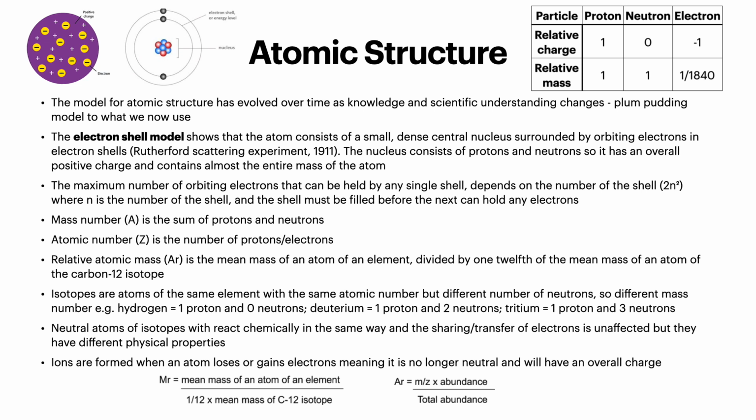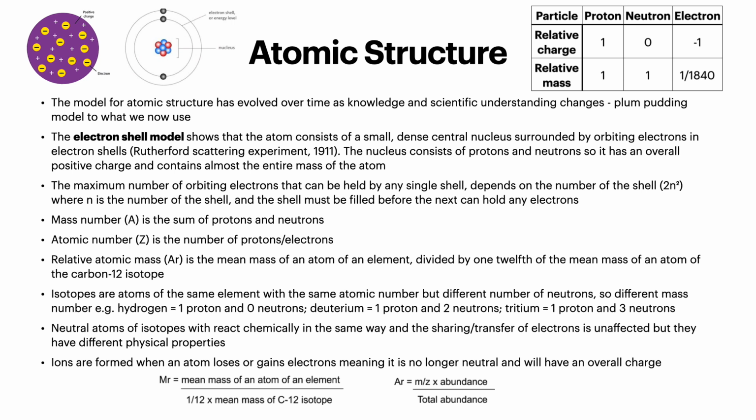Isotopes are atoms of the same element with the same atomic number but different numbers of neutrons, so different mass numbers. For example, hydrogen has 1 proton and 0 neutrons, deuterium has 1 proton and 2 neutrons, and tritium has 1 proton and 3 neutrons. So they're variations of hydrogen and its isotopes. Neutral atoms of isotopes react chemically in the same way, because the sharing or transfer of electrons is unaffected, but they do tend to have different physical properties.